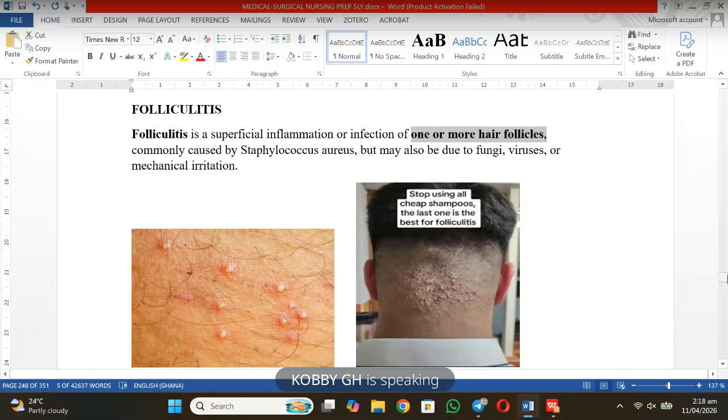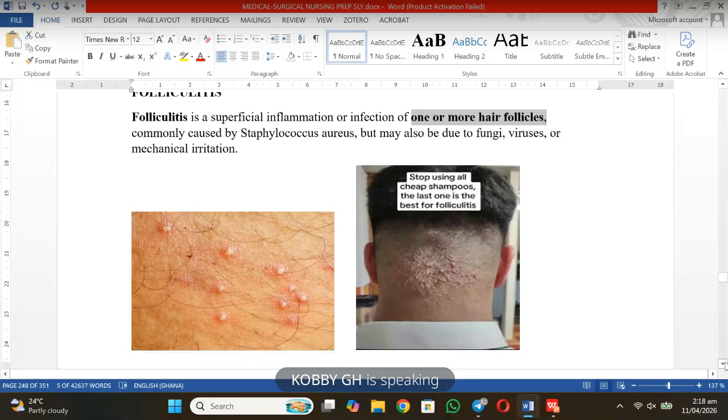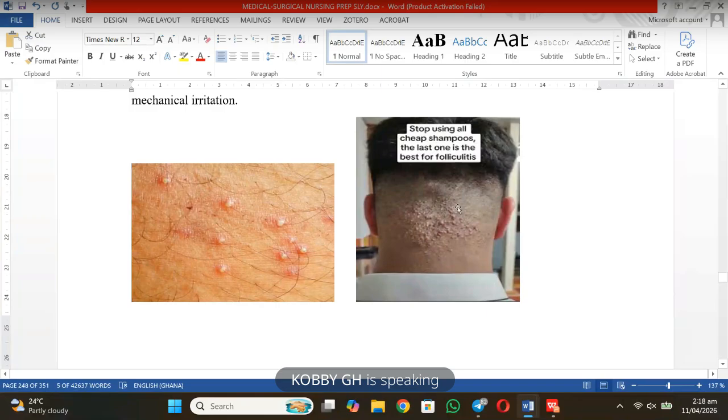So you can see this one. You see this young man after shaving. You see a lot of folliculitis. This one is called folliculitis. So from today, if you see someone who has gone to shave and you notice some swelling as if there is a pimple at the areas where the hair is, okay, that is folliculitis. It's not pimples. It's not acne. It's folliculitis. Okay, an infection or inflammation in the hair follicle.